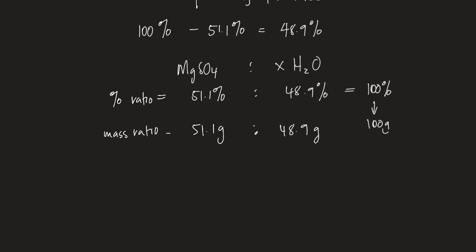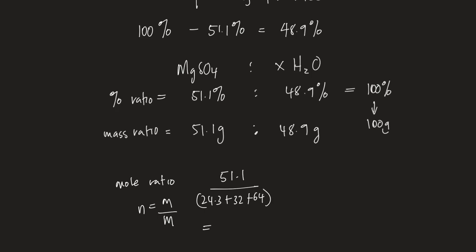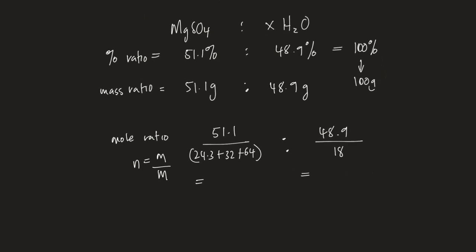We don't want that. We want it in moles. We want the mole ratio. So n is equal to little m over big M, and you've got 48.9 over 24.3 plus 32 plus 64, and that should give you this. And here you've got 51.1 all over 18, and that should give you that value, right?